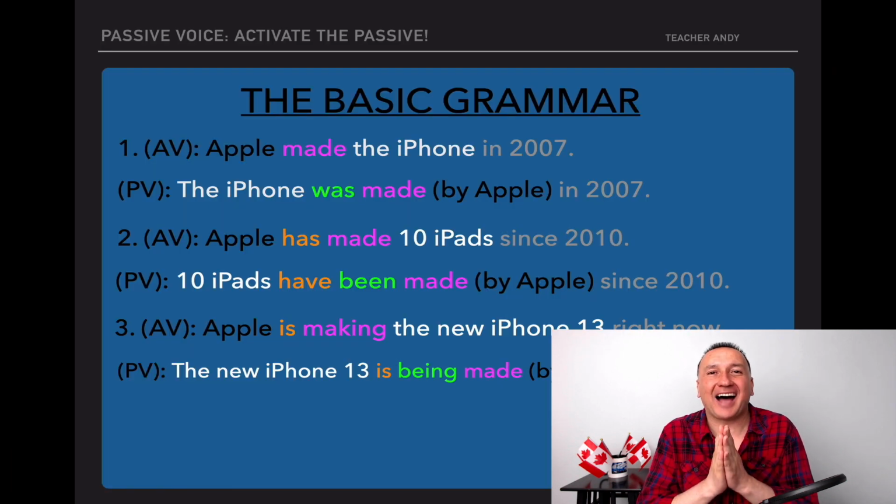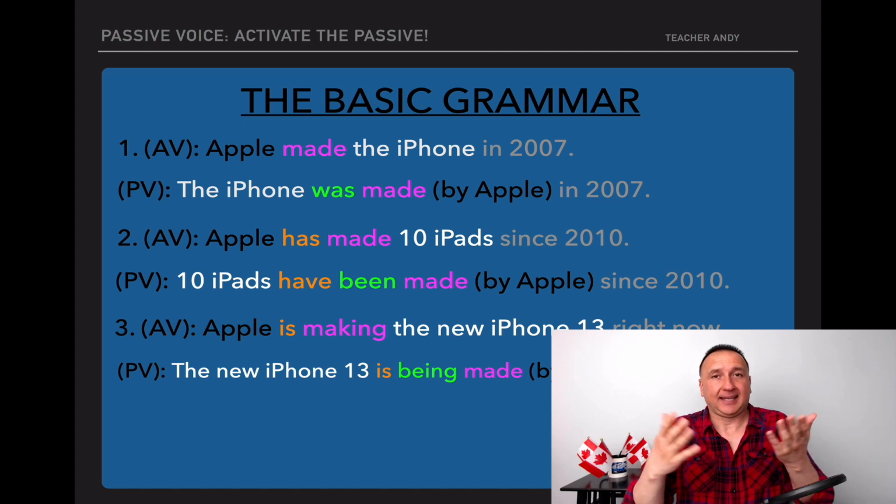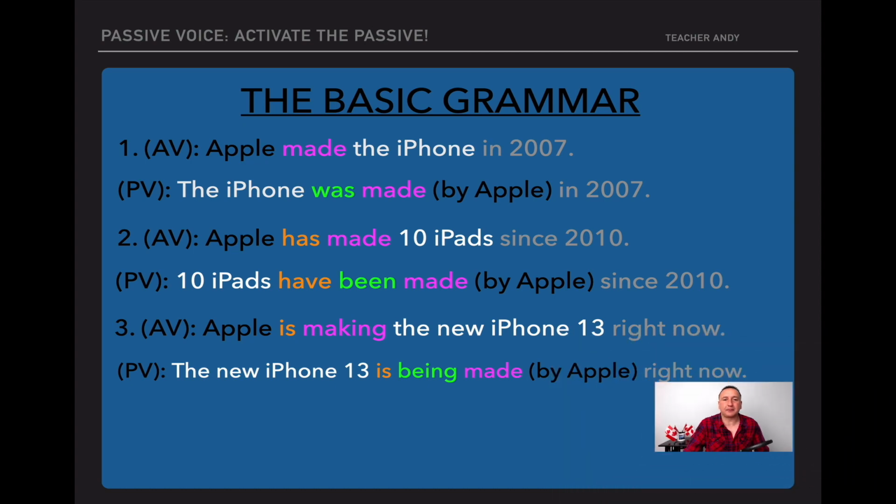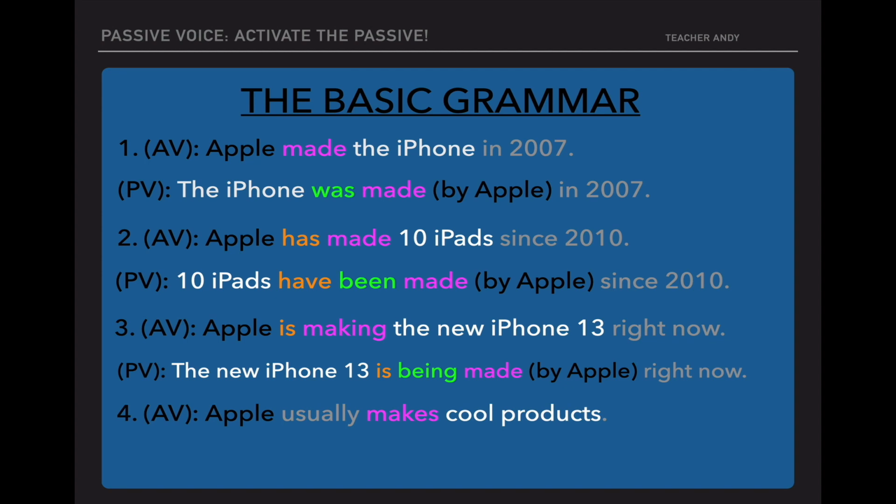Again, I know a lot of movement, a lot of changes, but that's what we're going to be doing from now on. We're going to be trying to use the passive voice, but not with the more basic simple past, but actually using it with tougher verbs like this one over here. So let's go ahead and continue with some more examples. Look at number 4. Apple usually makes cool products. How would you write the passive voice?